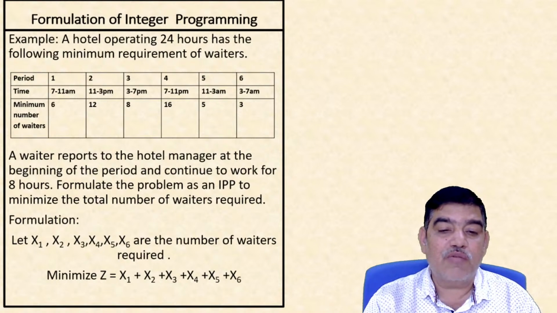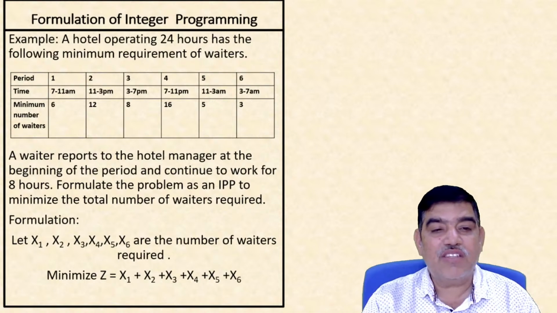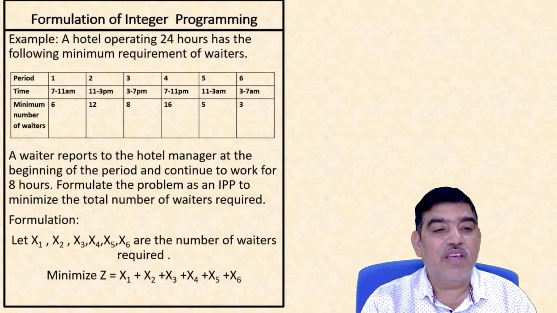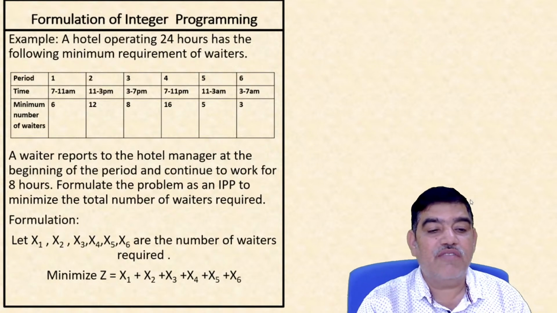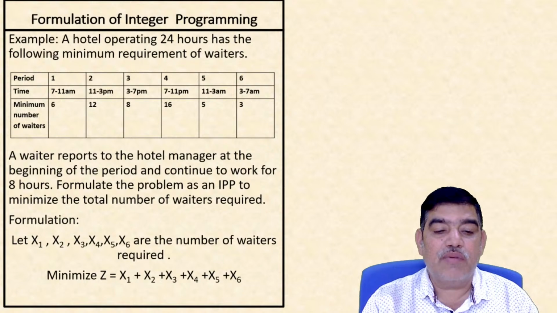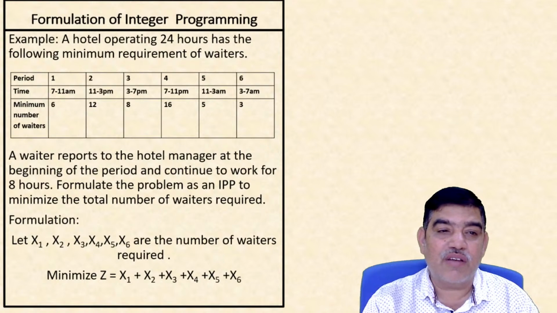If you minimize the total number of waiters required, definitely you can maximize the profit. So how to formulate? Let us consider there are 6 periods. We consider the decision variables as x1 for the first period, x2 for the second period, x3 for the third period, x4 for the fourth period, x5 for the fifth period, and x6 for the sixth period. These are the decision variables. That means x1, x2, x3, x4, x5, x6 are the number of waiters required.